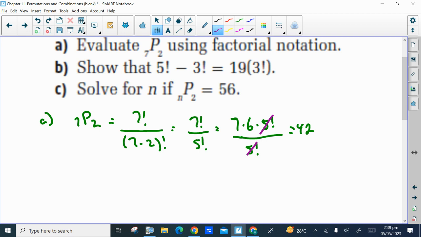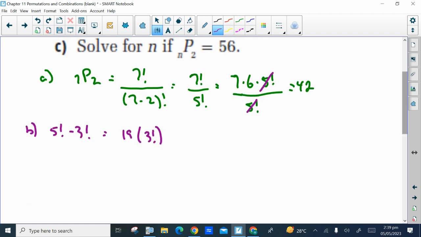Part B, show that 5 factorial minus 3 factorial is equivalent to 19 times 3 factorial. So we saw one like this last class. By working down the left side, 5 factorial is 5 times 4. And again, I could go all the way down to 1 if I wanted, but I'm going to stop at 3 and put a factorial on that because 3 factorial is the second term.